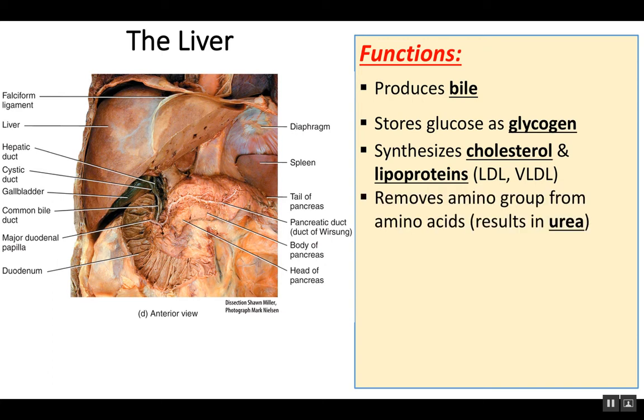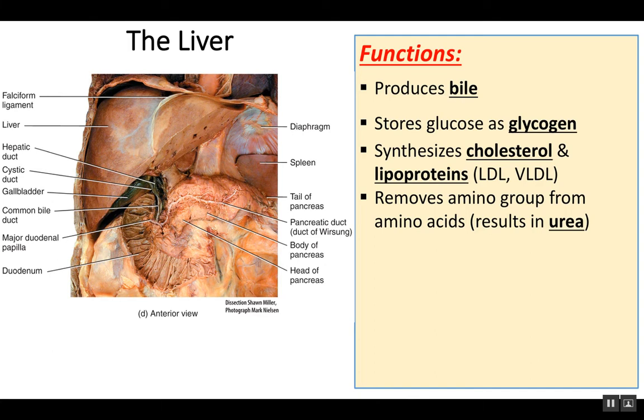Another function is to remove the amino group from amino acids coming from our diet. So every amino acid has what's called the amino group. And in order to use that amino acid for metabolism, the liver has to remove the amino group. As a result, that amino is ammonia. So when you remove an amino group, it becomes ammonia.